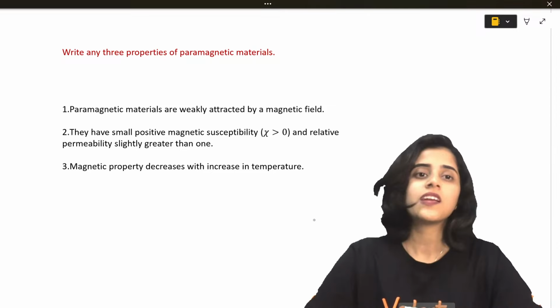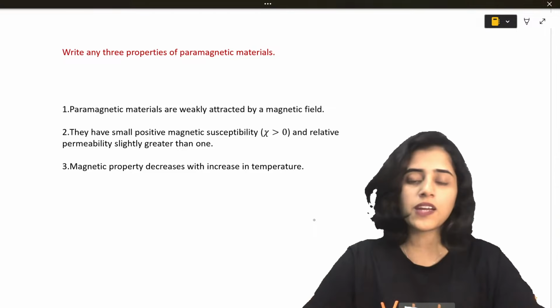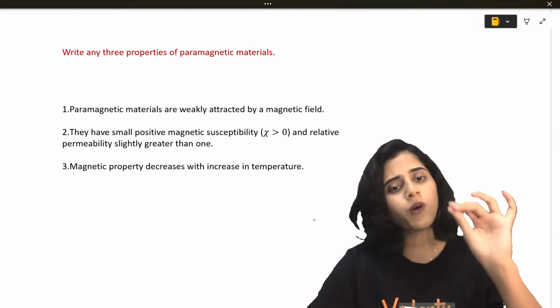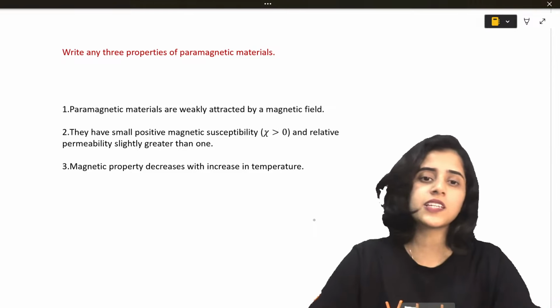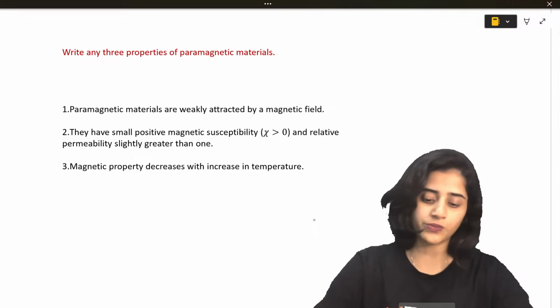Write any three properties of paramagnetic materials. They're weakly attracted by a magnetic field. They have a small magnetic susceptibility. And their magnetic properties decrease with increase in temperature.